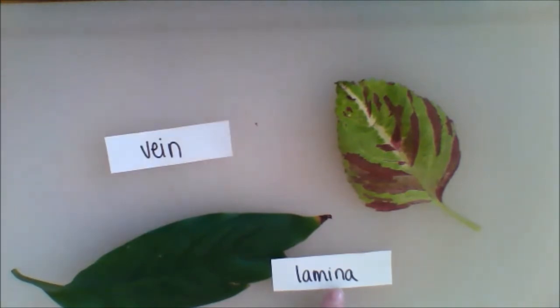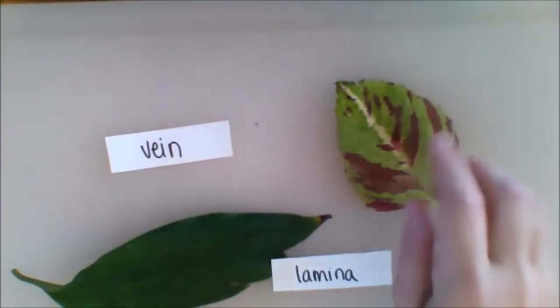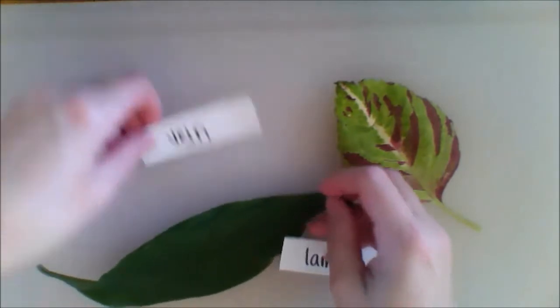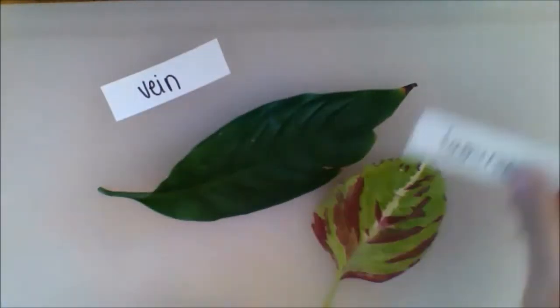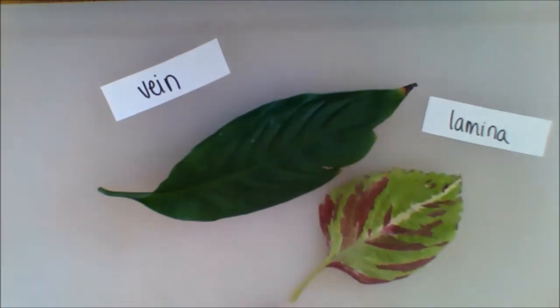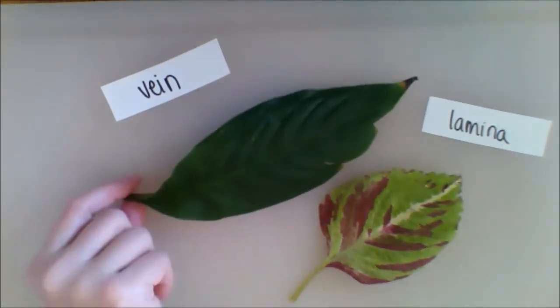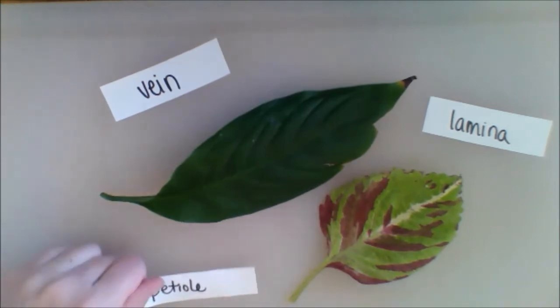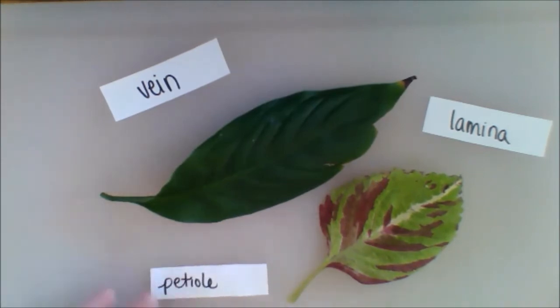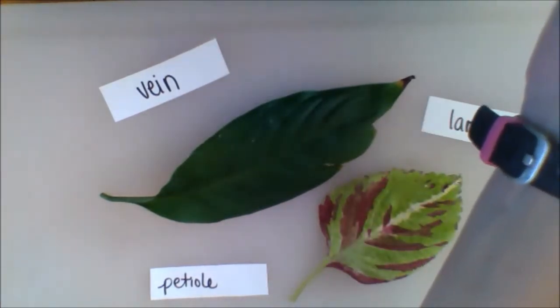Now, there's one more part I want to talk to you about. This part, I'm going to move these up so you can see a little better. When we look at these two leaves, we can see this little bit of stem is still attached. The stem, where the stem connects to the plant, is called the petiole. And petiole means little foot. It's the little foot where the leaves are connected to the plant.